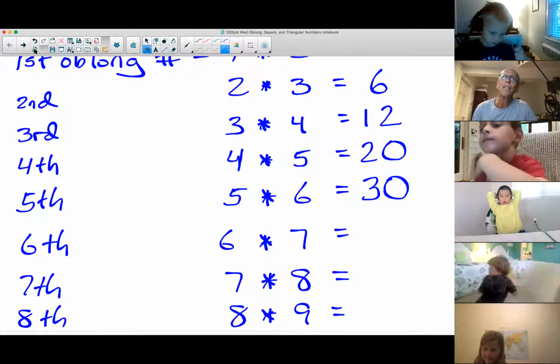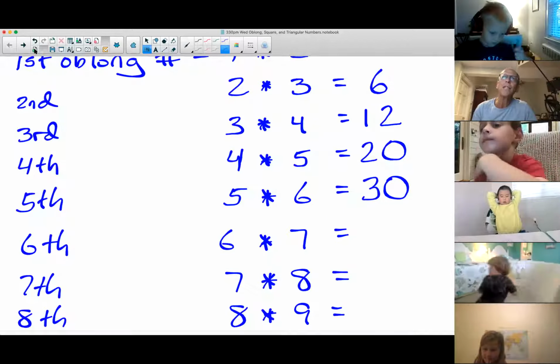So for 6 times 7, I'm actually going to do the same thing for you. I'm going to give you a grid, and we're going to use a really cool method. At least I think it's a really cool method. And this is a 6 by 7 oblong rectangle.